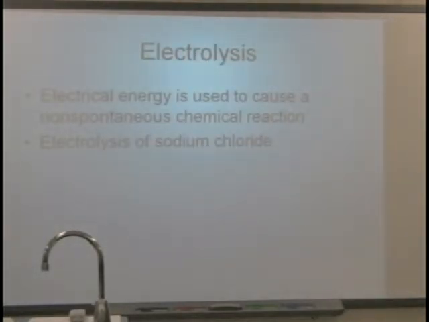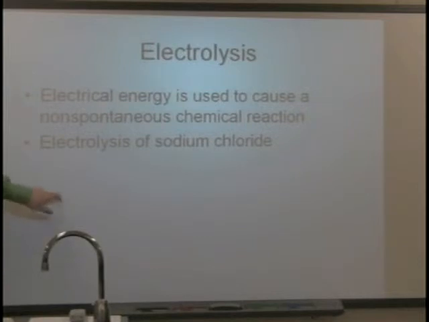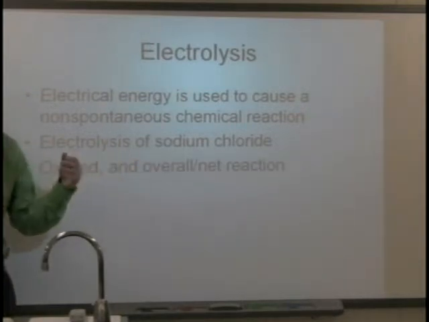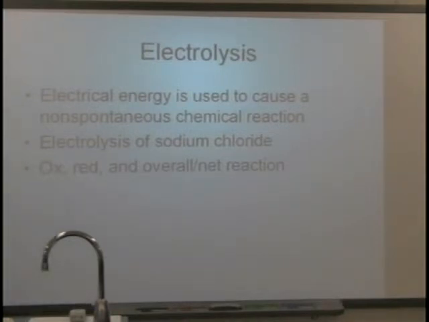What we're going to go over is electrolysis, and electrolysis is something that we did cover at the very end of the unit, which actually might be after you take the AP test. Electrical energy is used to cause a non-spontaneous chemical reaction. We're going to give you the example of the electrolysis of sodium chloride, and what we'll do is identify what was oxidized, what was reduced, and the overall or net reaction. And when we do that, you'll see the N value, the number of electrons, as well.